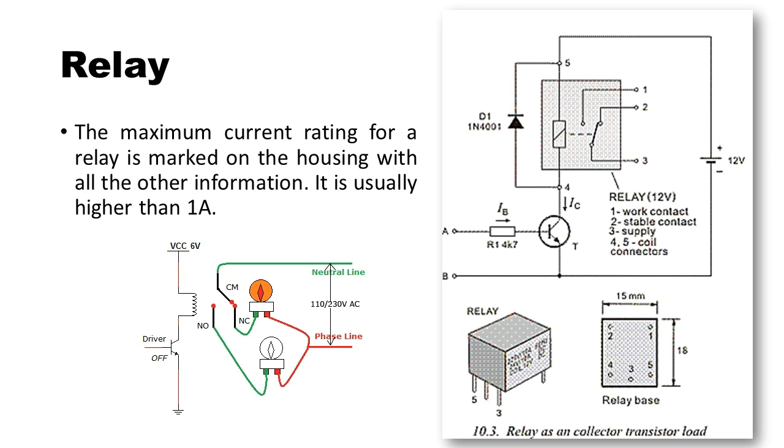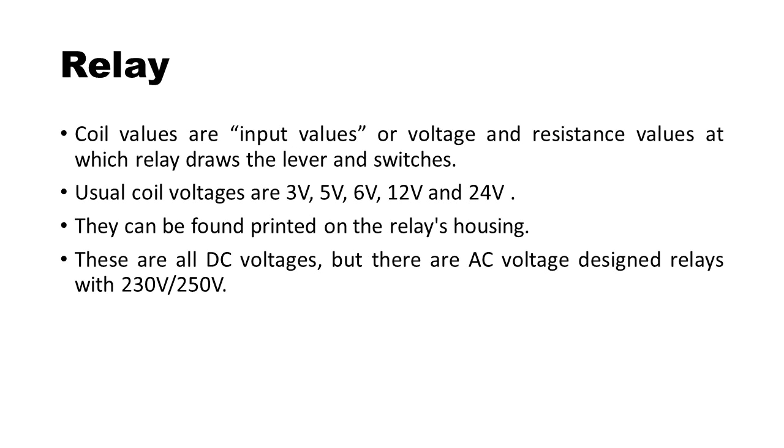The maximum current rating for a relay is marked on the housing with all the other information. It is usually higher than 1A. Coil values are input values, or voltage and resistance values at which the relay draws the lever and switches. Usual coil voltages are 3 volts, 5 volts, 6 volts, 12 volts and 24 volts. They can be found printed on the relay's housing.